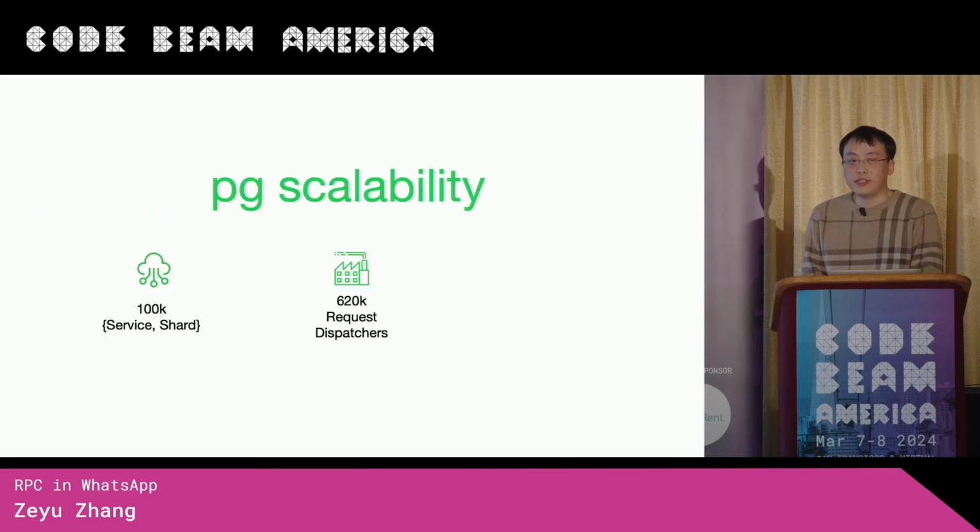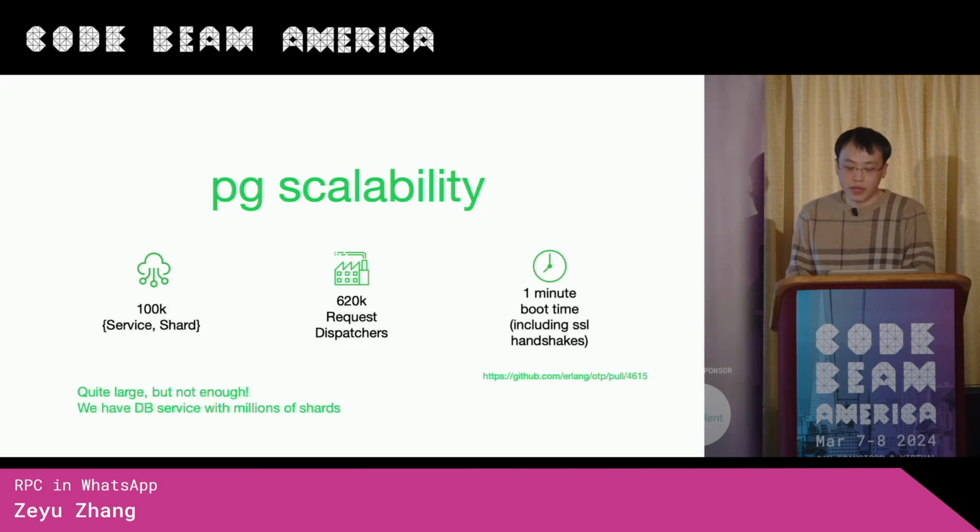However, even though PG is very efficient, there is still a certain limit on the scalability. In our current cluster, we have 100K service and shard peers, 620K request handlers or dispatchers. This is a quite large number, but not enough. Our boot time for disconnections plus PG propagation already takes more than 1 minute for our most connected service, and this is after a bunch of tuning. And we don't want it to be much longer. We have databases that have millions of shards, and we cannot afford this many PG groups.